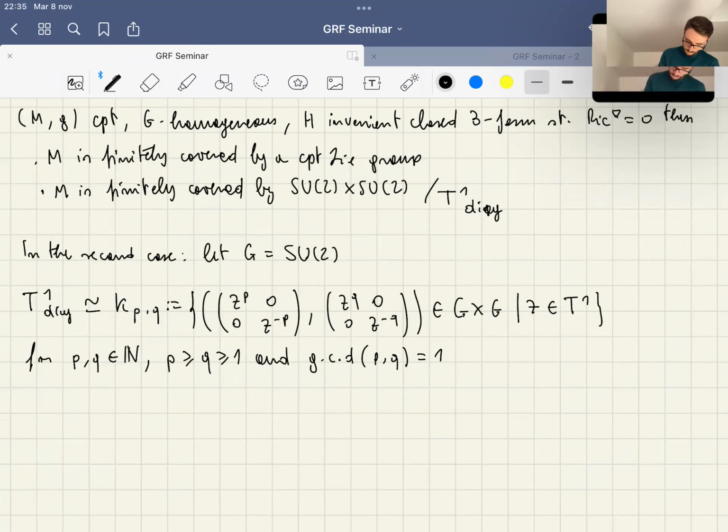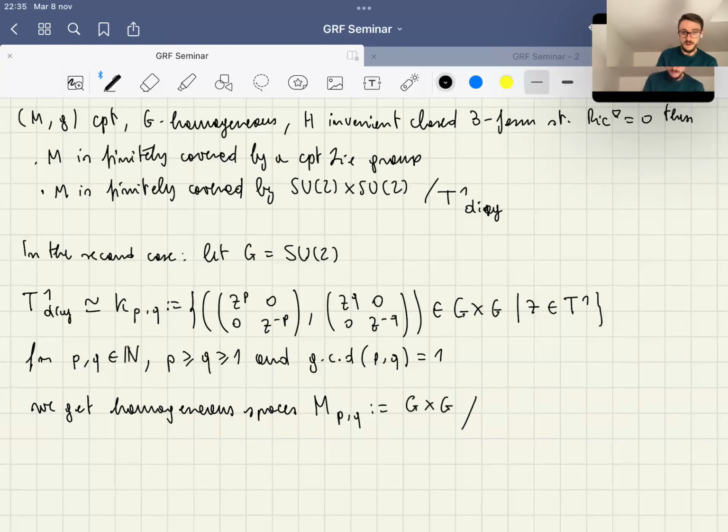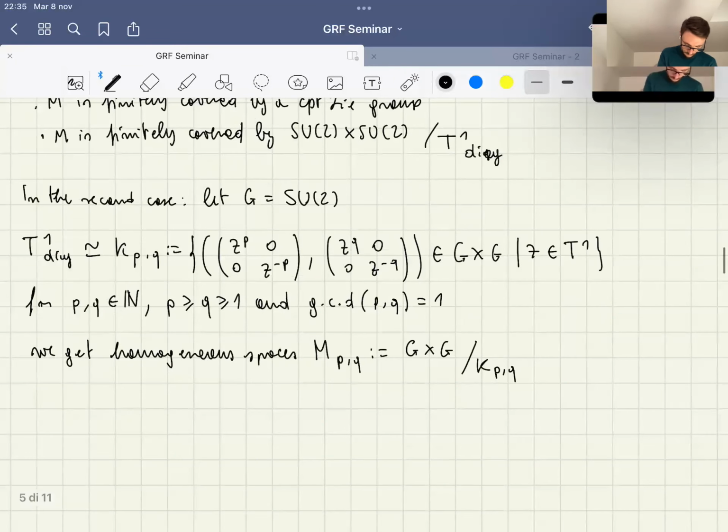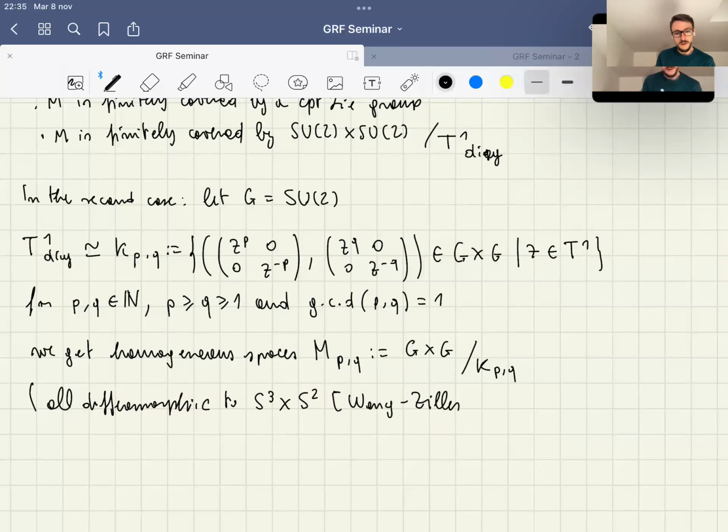So once we have this, we get homogeneous spaces that we denoted by MPQ, which are given by G cross G over KPQ, where G again is SU2, and KPQ is a one-dimensional torus embedded diagonally into this product here. And from the topological point of view, these spaces are all diffeomorphic to S3 cross S2, and this was shown by Ziller, even if there is no explicit diffeomorphism. So it is another type of discussion to show this.